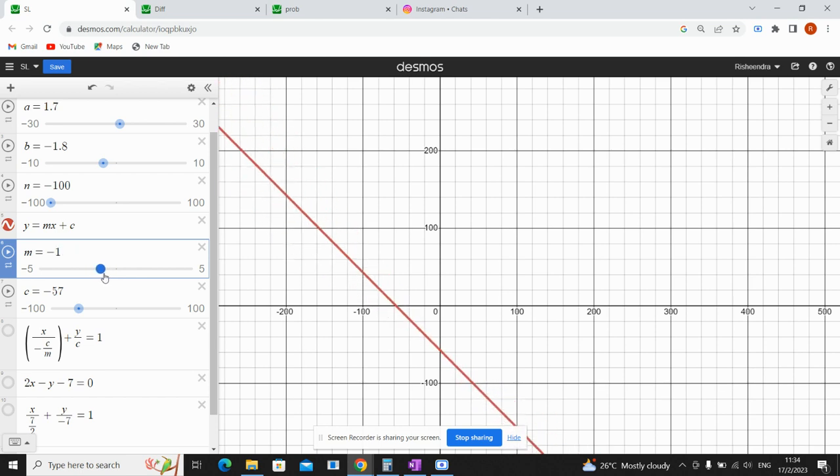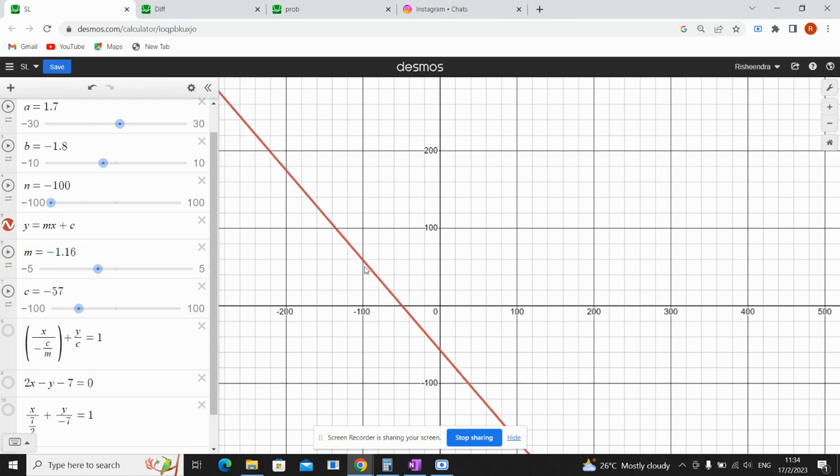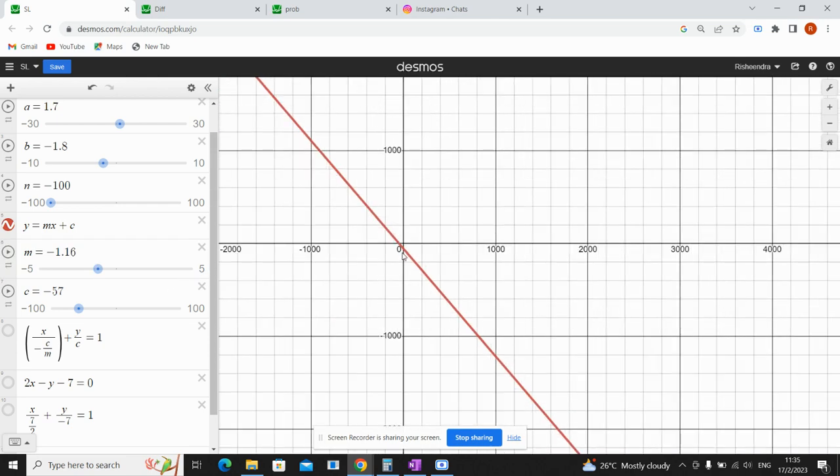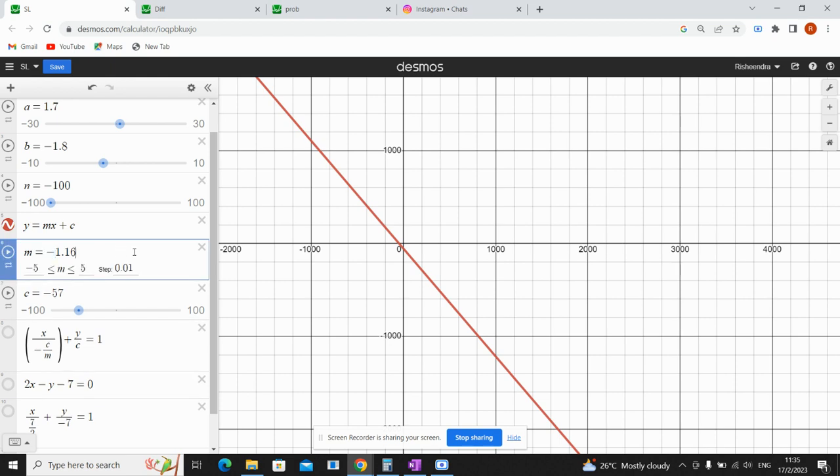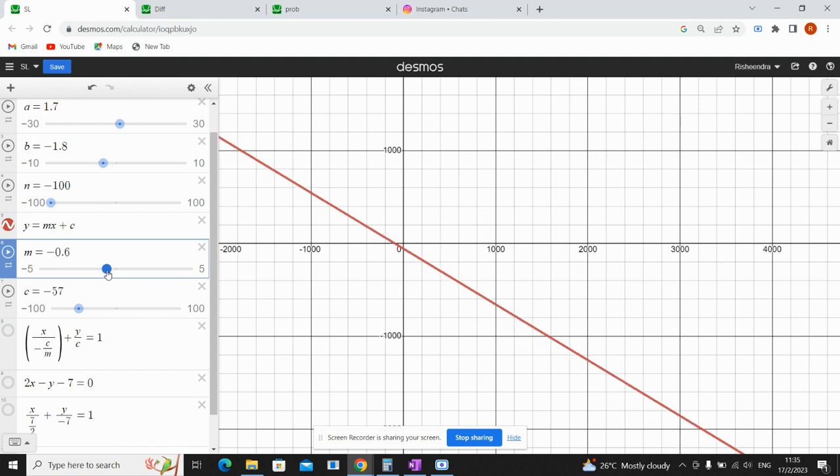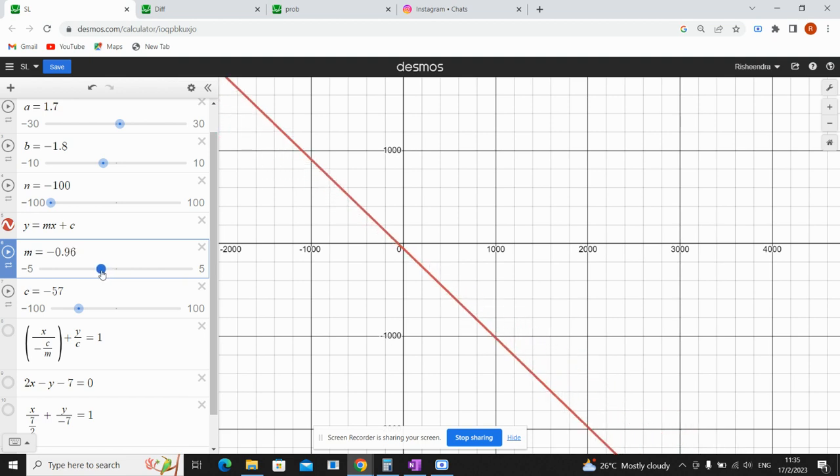Let me take the negative slope, and the slope number indicates the number of units increase in the y-axis with respect to the x-axis, and the negative sign indicates whether the line is increasing or decreasing. This can be expressed by the sign of the slope, right?